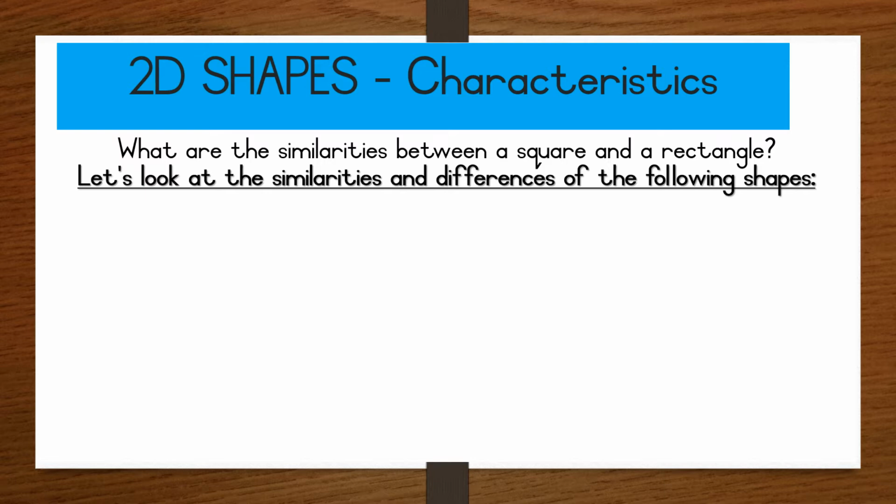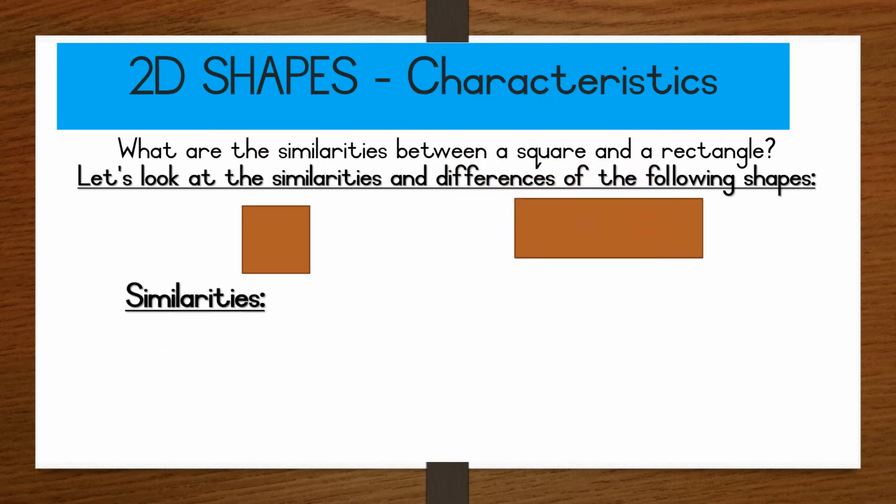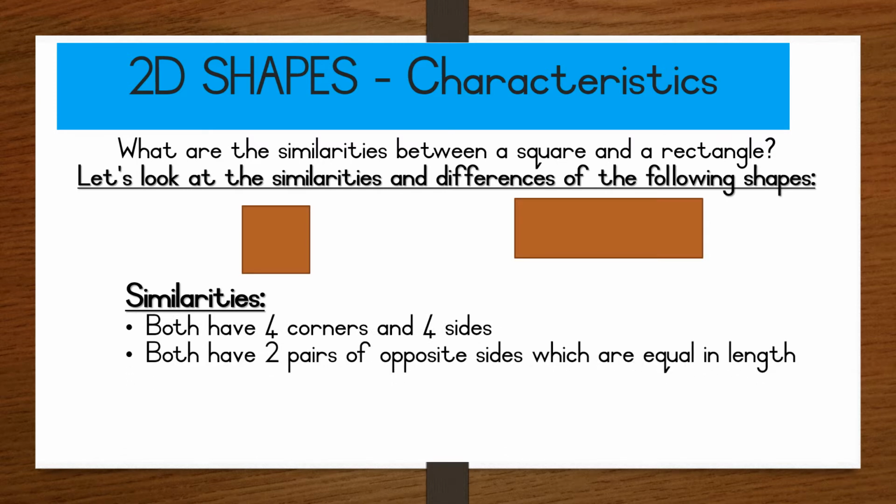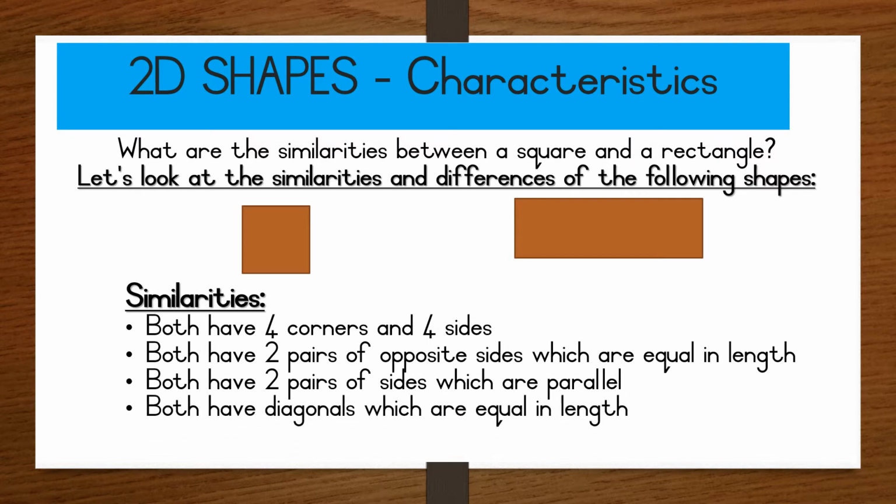Let's look at the similarities and differences of the following shapes. Over here we see a square and a rectangle. The similarities. Both have 4 corners and 4 sides. Both have 2 pairs of opposite sides which are equal in length. Both have 2 pairs of sides which are parallel. Both have diagonals which are equal in length. And the diagonals bisect each other.